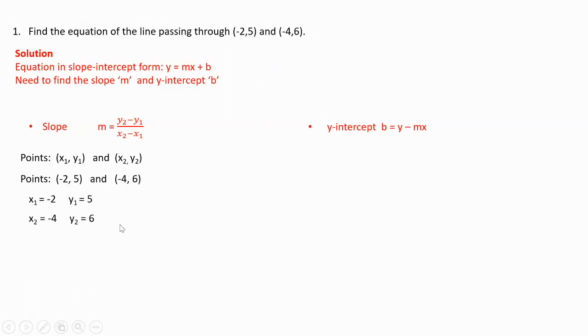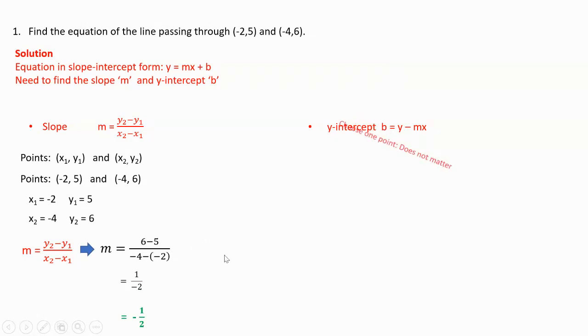Okay? So we know that x1 is equal to -2, and y1 is 5. x2 is -4, and y2 is 6. So we plug them into the formula. So we get 6 minus 5 over -4 minus -2. That will give us -1/2.